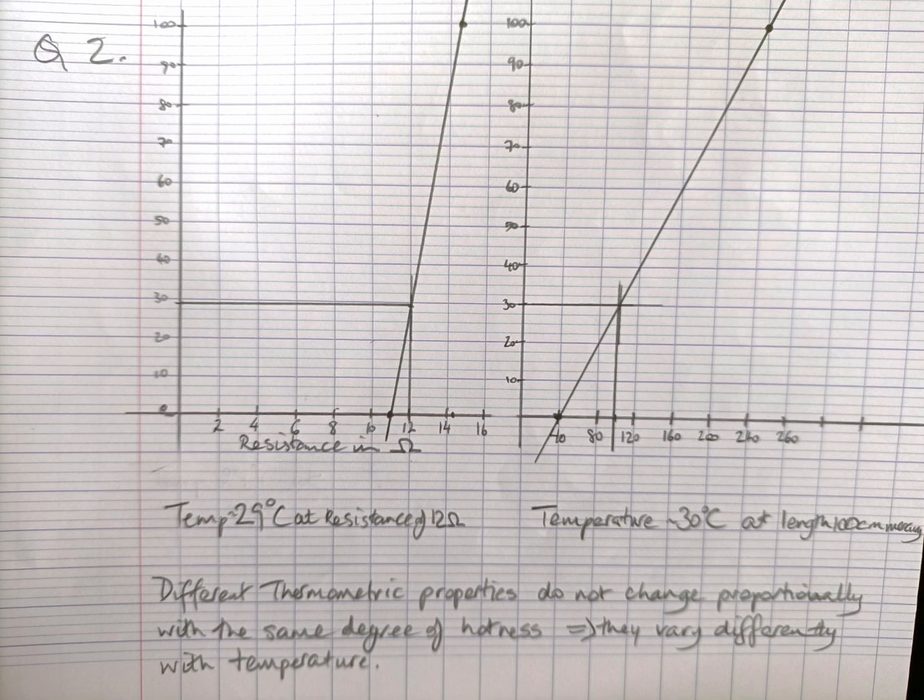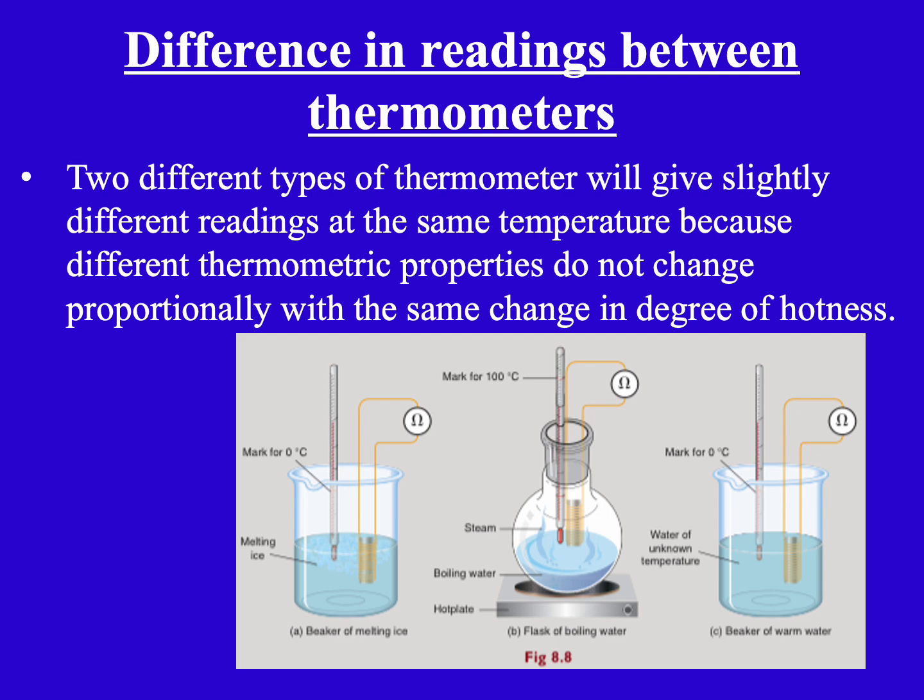When we were doing the experiment last week in the lab, the girls called me over and said, "Miss, the length of the two thermometers, the mercury and the alcohol, aren't changing at the same rate." And I said, "Good, they're not supposed to." So they're not supposed to agree at those values in between. So there should be a difference in readings between thermometers.